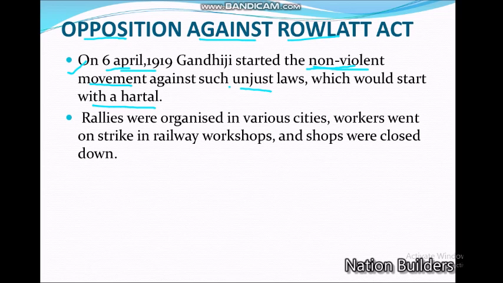How did people react? Rallies were organized to oppose the Rowlatt Act in various cities. Workers went on strike. The people who were working in industries or in railway workshops went on strike. Strike means they called off work; they did not go to work. And shops were closed down. These were the reactions by the Indians to oppose the Rowlatt Act.